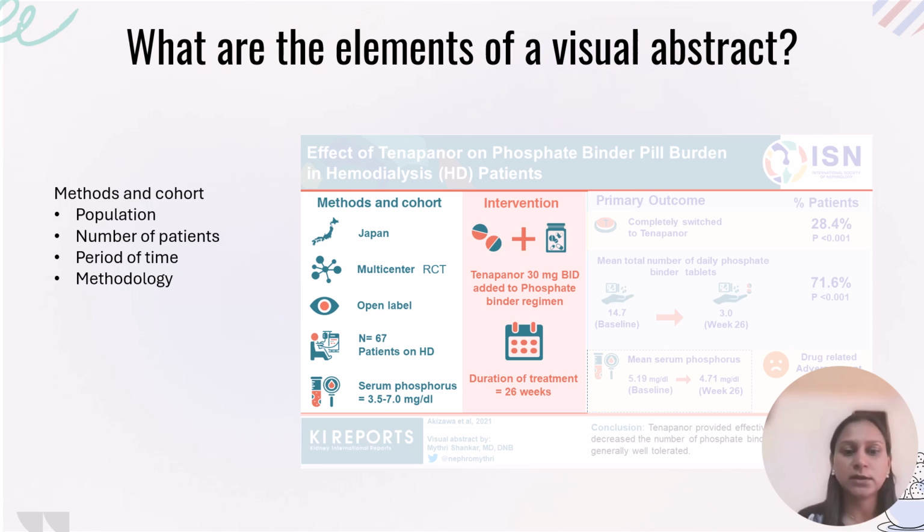So you can see here in the methodology section, we have put in some information that the study was conducted in Japan. It was a multi-center randomized controlled trial which was open label. 67 patients on hemodialysis were studied and the duration of treatment was 26 weeks.